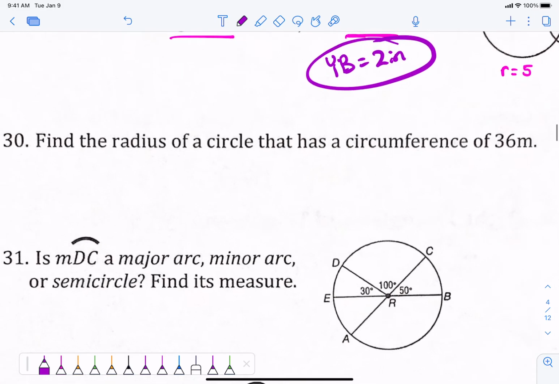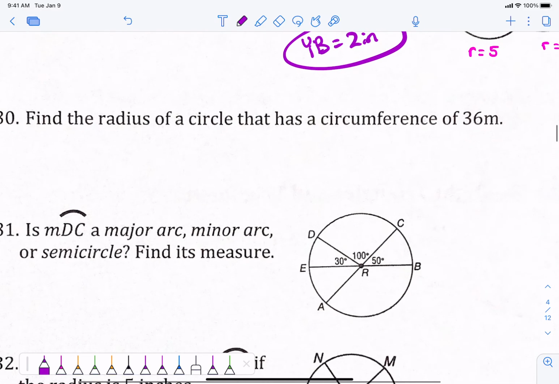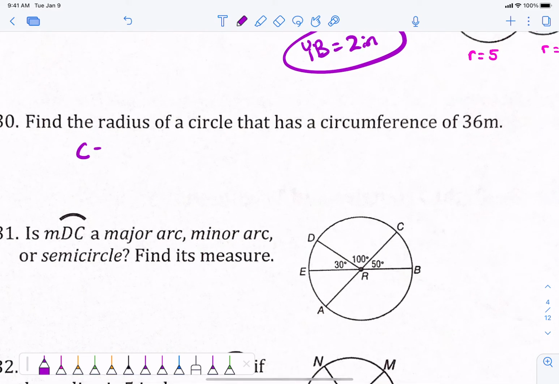Okay, find the radius of a circle that has circumference of 36 meters. How do you find circumference of a circle? 2 pi r or d pi. But since we're trying to find the radius, I'm going to write it as 2 pi r. We know the circumference is 36. So 2 pi r equals 36. And then divide by 2 pi.